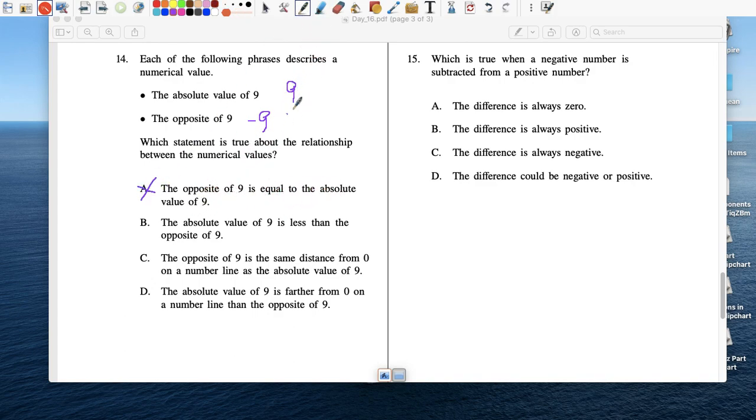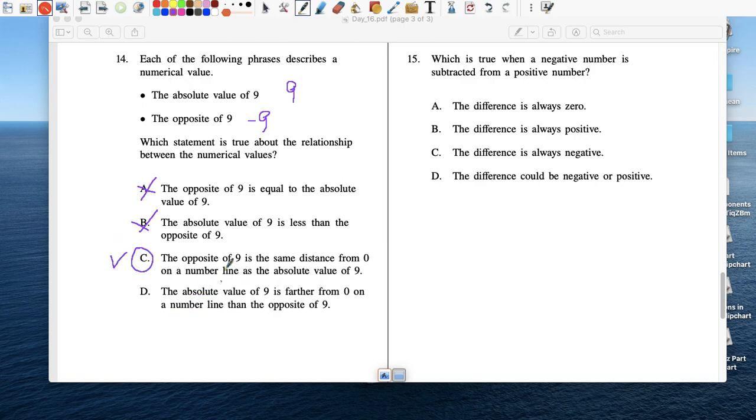Are these two equal to each other? The absolute value of 9 is less than the opposite of 9. That's also not true, because the opposite of 9 is less than the absolute value of 9. The opposite of 9 is the same distance from 0 on the number line as the absolute value of 9. Right? Negative 9 is 9 units away from 0, and 9 is also 9 units away from 0. So this one is correct.